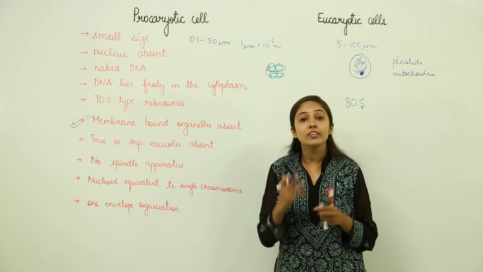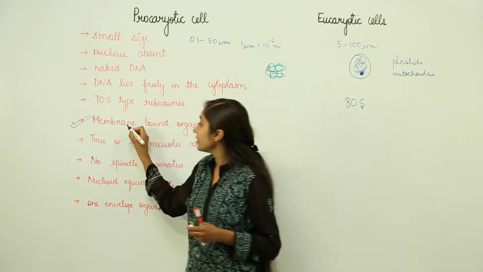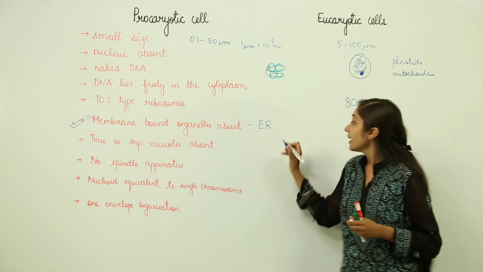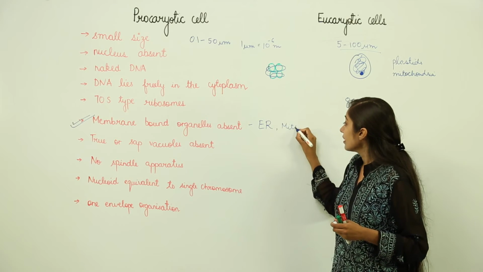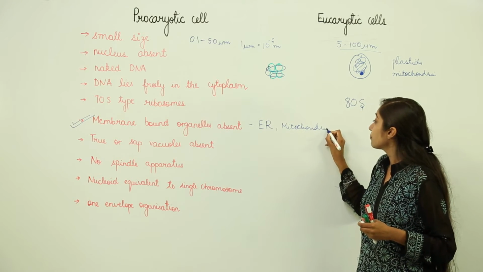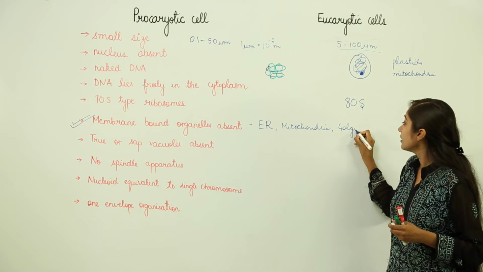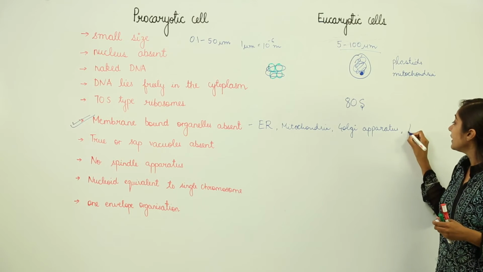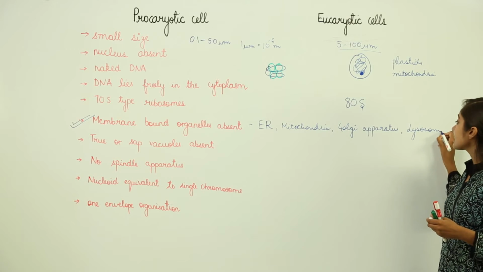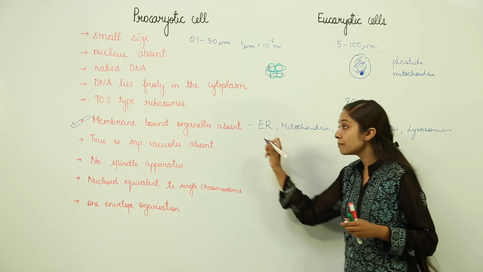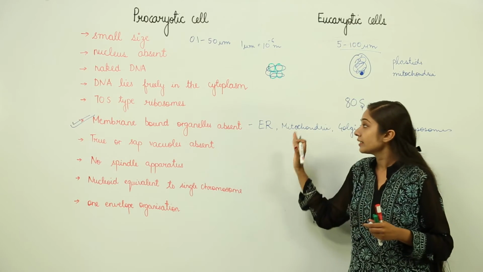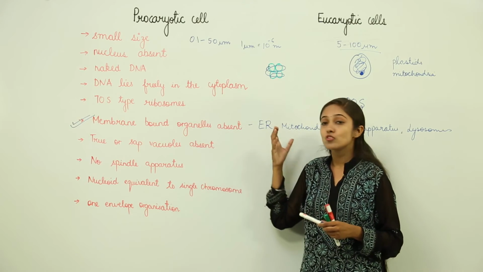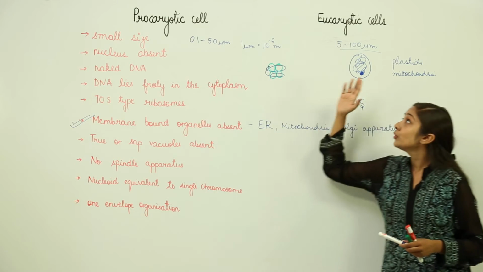Membrane bound organelles. What are these membrane bound organelles? We have ER, I'll write it here. ER is what? It is endoplasmic reticulum, right? Then we have mitochondria, Golgi apparatus, and lysosomes. These are the membrane bound organelles, right? They have membranes. So these organelles are absent in prokaryotic cells, but they are present in eukaryotic cells.